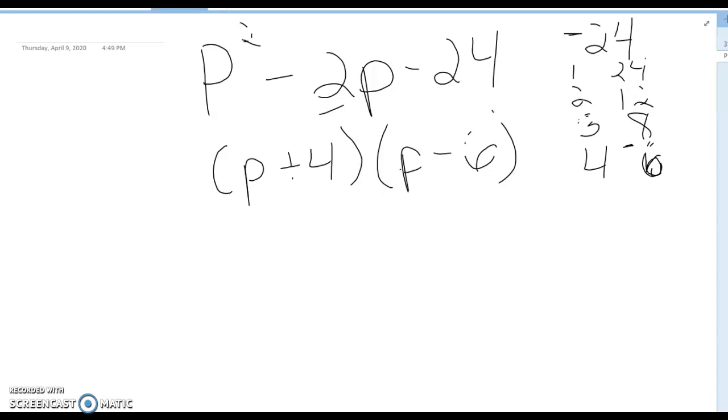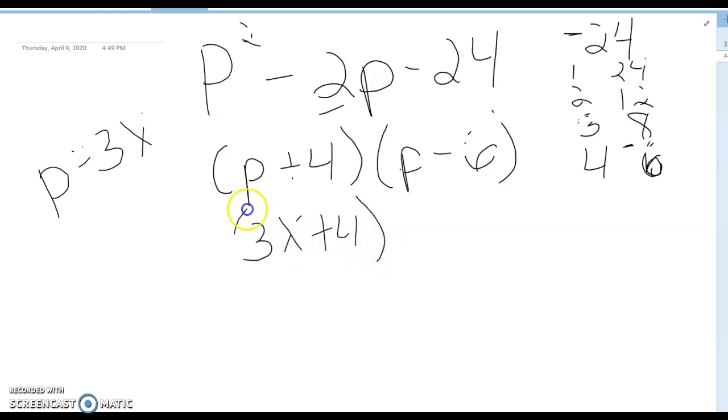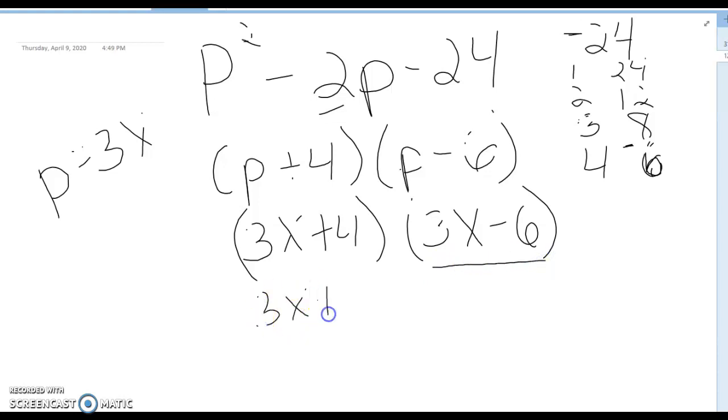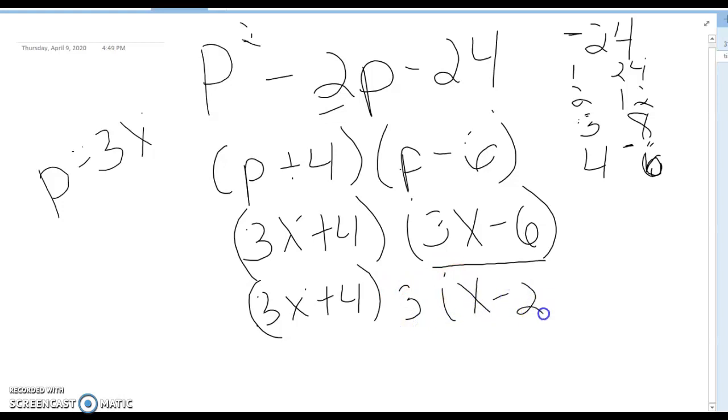So I'm going to substitute back in because p equals 3x. I'm going to put 3x in for p. So I have 3x plus 4 times 3x minus 6. We're still not completely done because we need to factor out a 3 here, the greatest common factor. So this one is left the same, 3x plus 4 times 3 times x minus 2. And all I did here was factor out a 3.